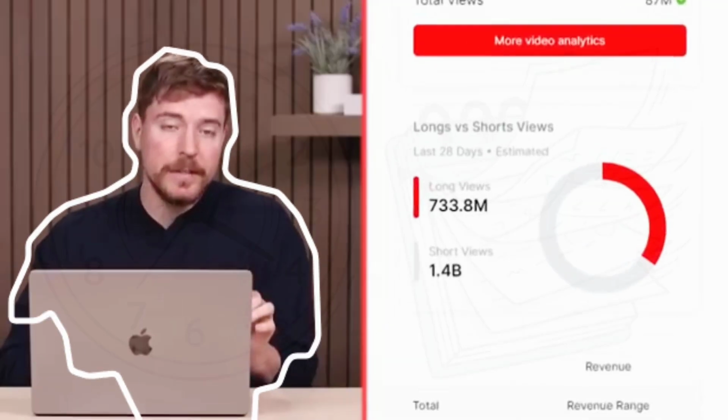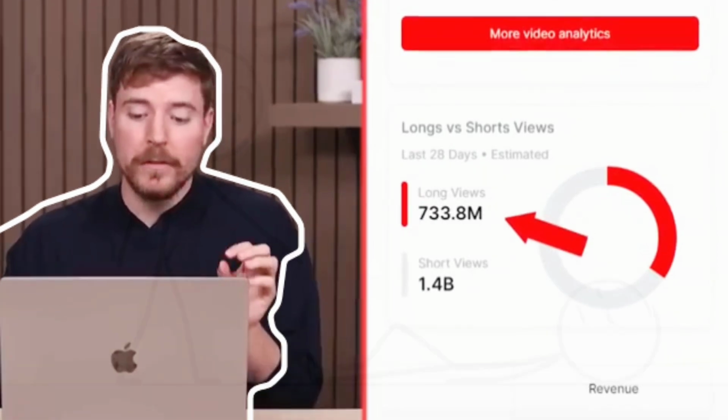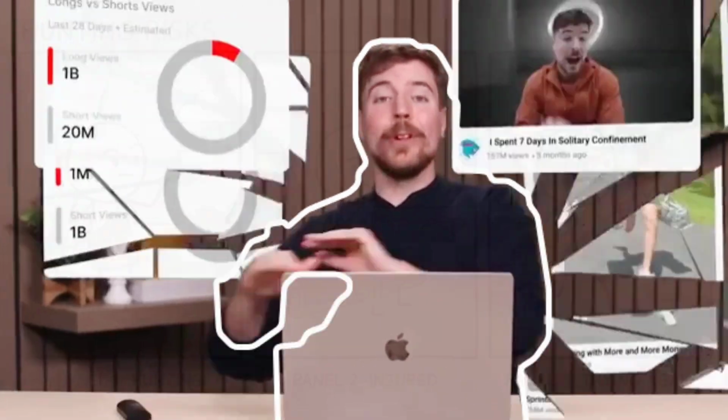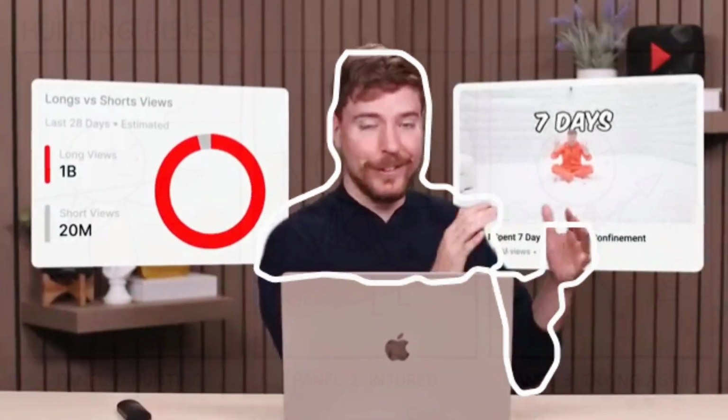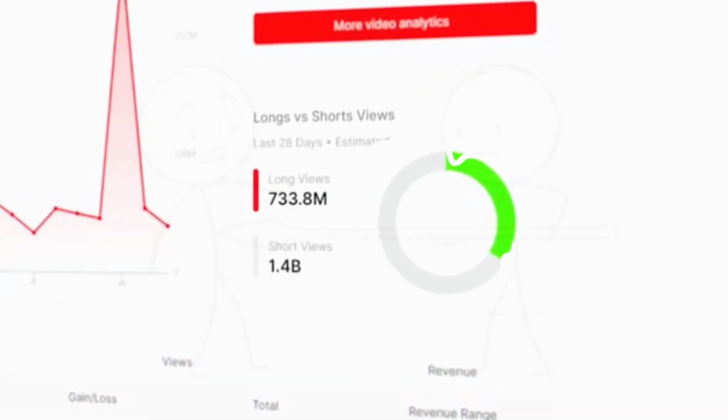Another thing you can see on a channel's analytics page that I don't think you can find anywhere else on the internet is you can see how many views on that channel are coming from long form versus short form. Let's say a channel's popping off and getting 1 billion views a month. Well, if they're getting 1 billion views a month from shorts, that is completely different than if they're getting 1 billion views a month from long form. And so being able to distinguish the difference is huge.